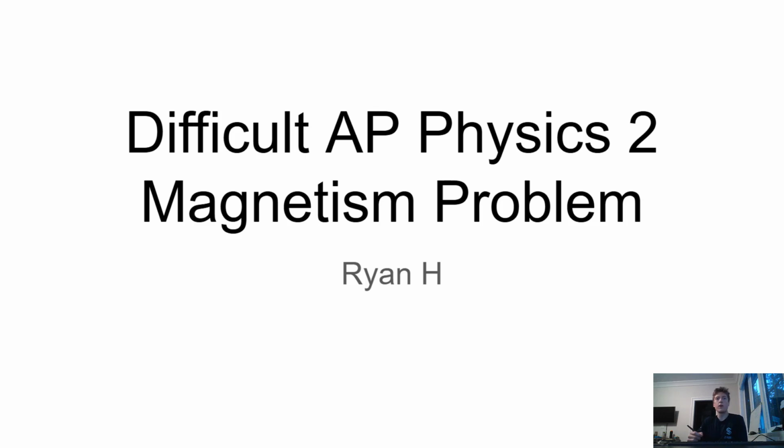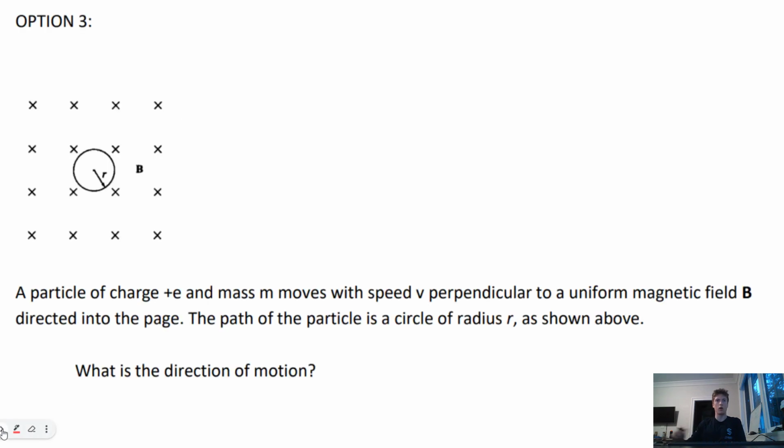In this video, I'm going to be going over a difficult AP Physics 2 magnetism problem, which is focused on magnetic force applied with motion. So this question says a particle of charge e and mass m moves with speed v perpendicular to a magnetic field B directed into the page. The path of the particle is a circle of radius r as shown above.